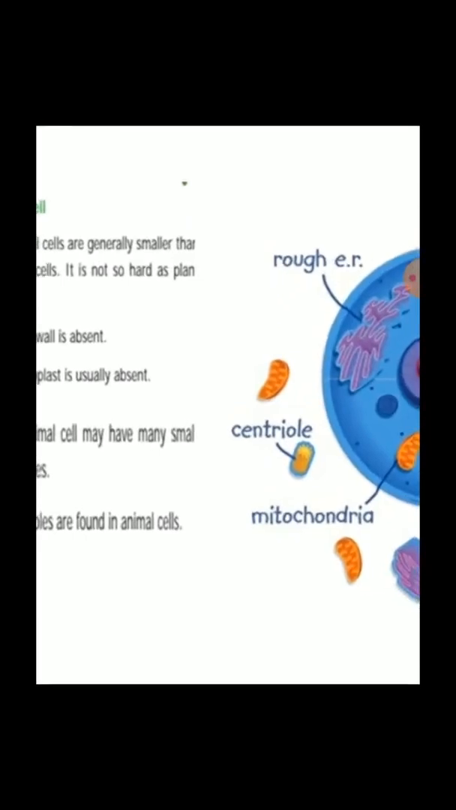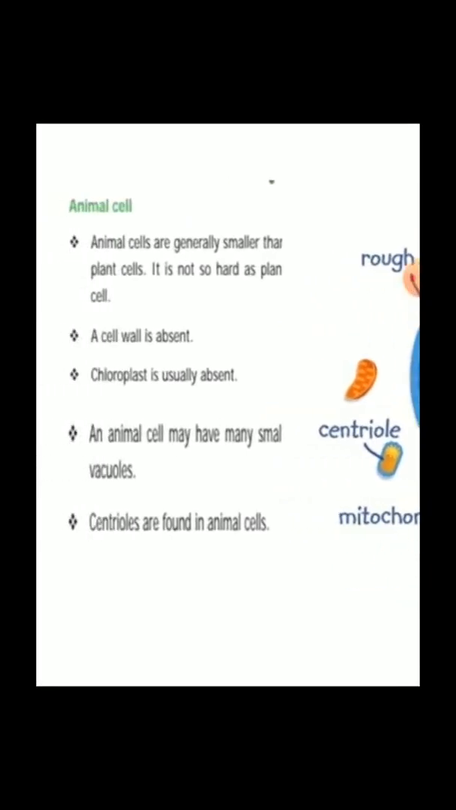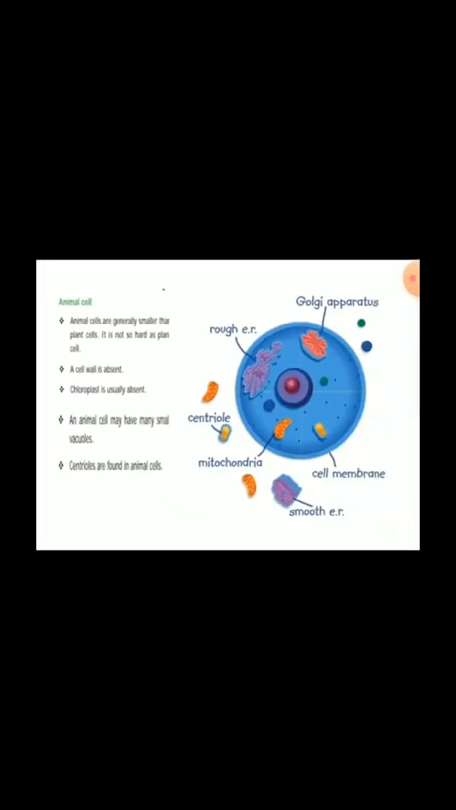So again I tell you, animal cells are generally smaller than the plant cells. It is not so hard as plant cell. The cell wall is absent. Chloroplast is usually absent. Animal cell may have many small vacuoles. Centrioles are found in the animal cells. Do you understand, children? Okay.